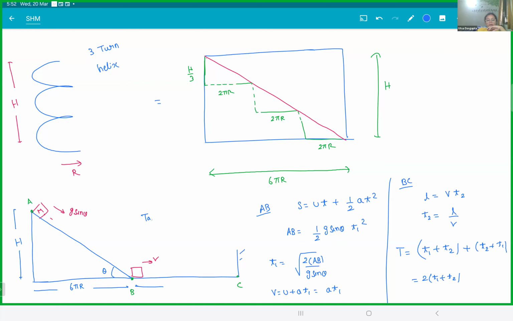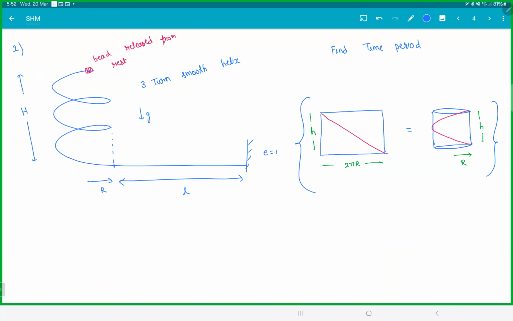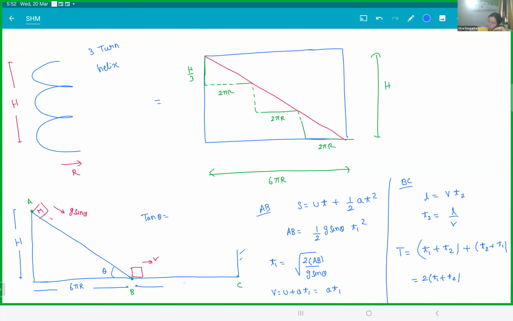No, we don't have the L value, no. L is given, right? Oh, okay, L is given. I didn't write that. So tan theta is what? Opposite side by adjacent side, h by 6 pi r. From there you get theta. The length AB you will get from Pythagoras theorem. You know all the data here. Check it out. So if you make the helix into this incline, you will be done.